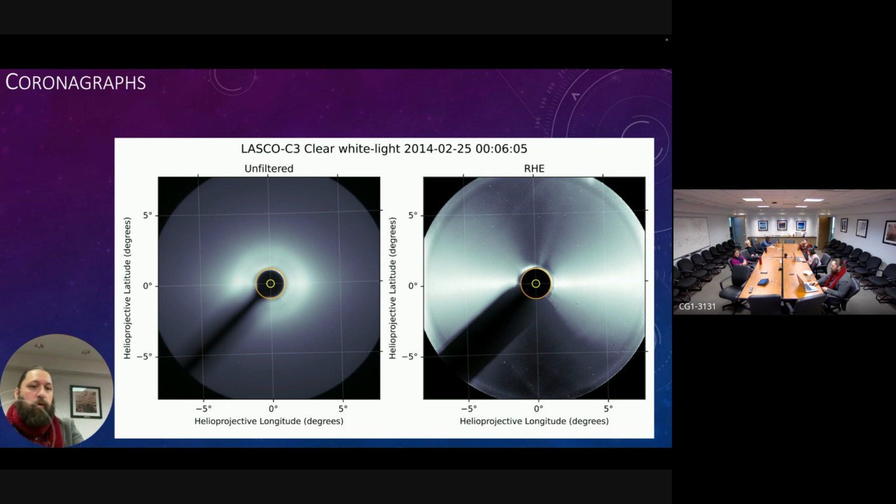What's RHE? The radial histogram equalization. Yeah. That's yours. Yep. So we're bringing out the fact that there's some sort of radial feature, and I'm just not entirely sure what it is. I mean, I assume it's aligned with the ecliptic, right? So if anyone is an expert in that, I would love to know what that is.